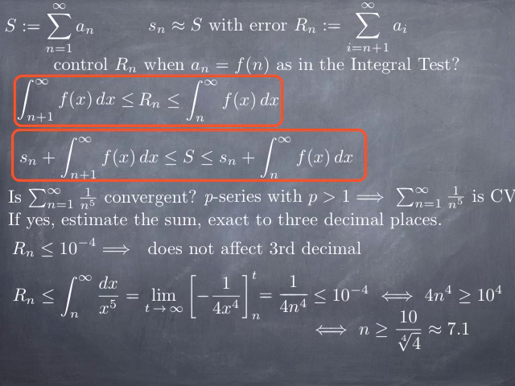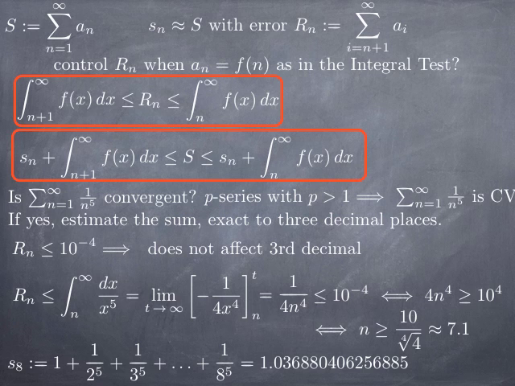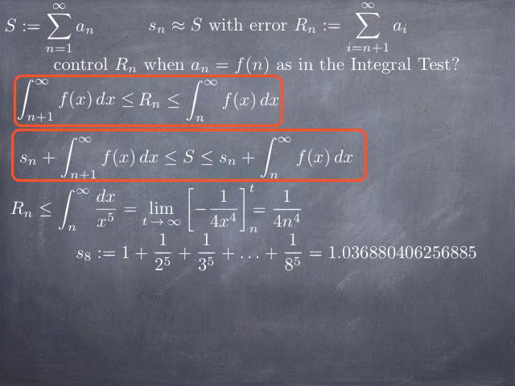Now, in fact, we know a little bit more, because we can use this improved estimate to get a lower bound and an upper bound for the actual sum. Namely, the actual sum is going to be between this 8th partial sum S8 that we have calculated plus the integral from 9 to infinity of the function, which is 1 over 4 times 9 to the 4th. And then on the other side we have S8 plus the integral from 8 to infinity of the function, which is 1 over 4 times 8 to the 4th.